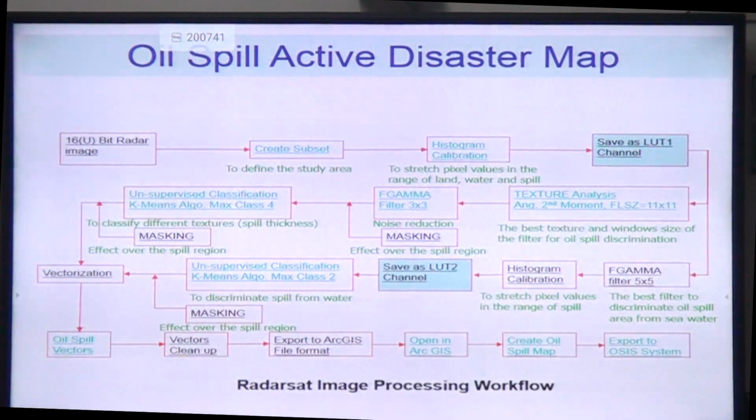Next step, we did the texture analysis. For this, we use the angular second moment, and we started applying different kinds of filters. In this case, I think we used the gamma filter. It's a long time ago. After that, we apply the K-means unsupervised classification. I'll show you some of these steps in the maps. Then we apply another type of filter, and we repeat the process until we get the desired result.